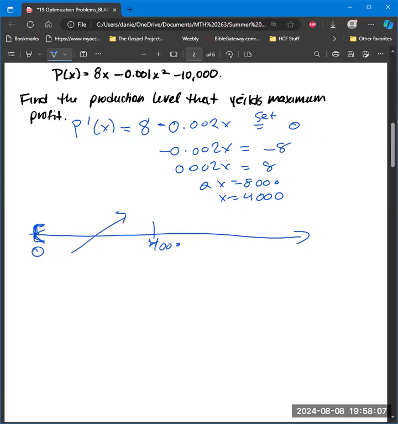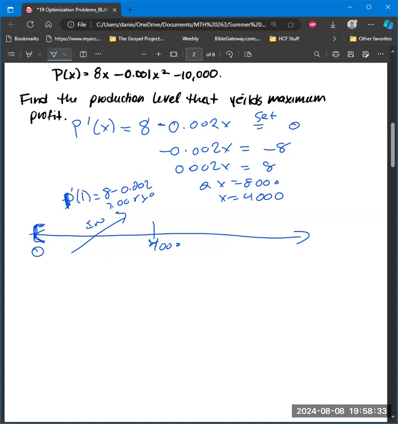If I would test, for instance, P prime of, say, 1, P prime of 1 is going to be 8 minus 0.002. It's going to be 7.998, which is greater than 0.